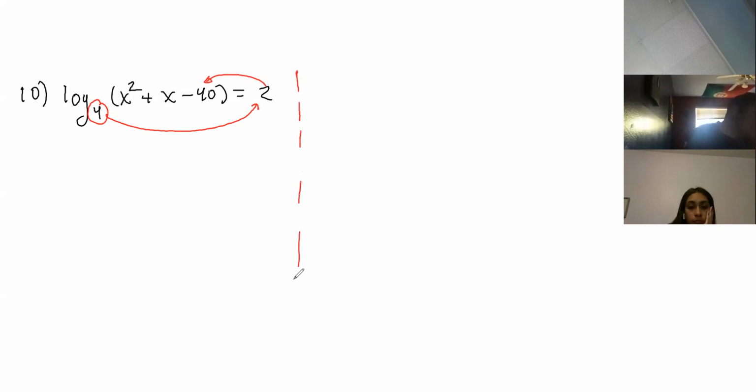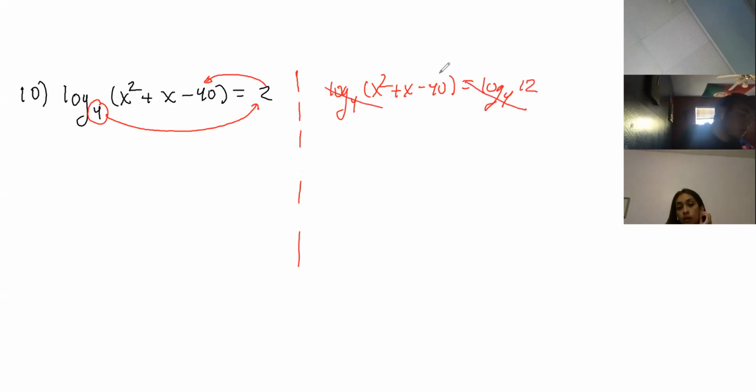If it looked like this, log base 4, I'm just going to make it up, x squared plus x minus 40 equals log base 4 of 12, then you would drop the logs and have x squared minus 40 equals 12. Do you see the difference? Yeah. Okay, so don't work that one out. That one was just made up.